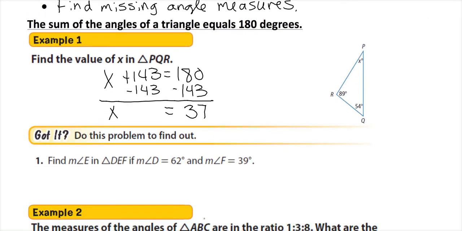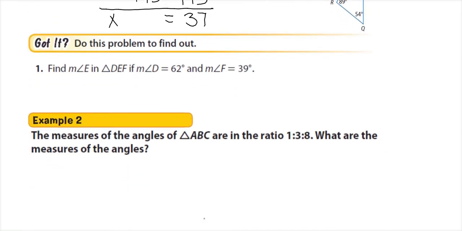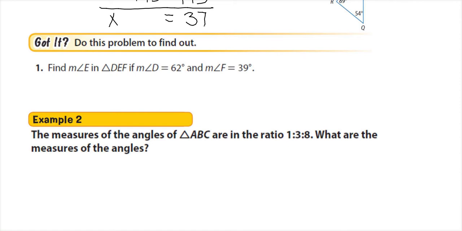All right, let's go ahead and move on to the next one then. All right, so for this one, we have to find the measure of angle E in triangle DEF if the measure of angle D is 62 and the measure of angle F is 39 degrees. So let's go ahead and pause it and try that one. All right, so let's take a look.